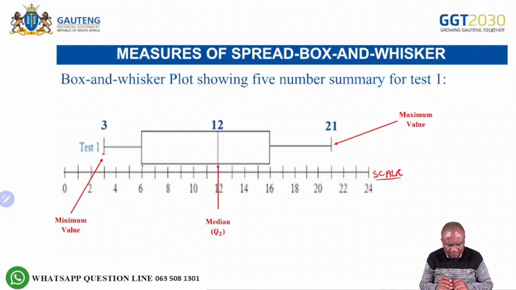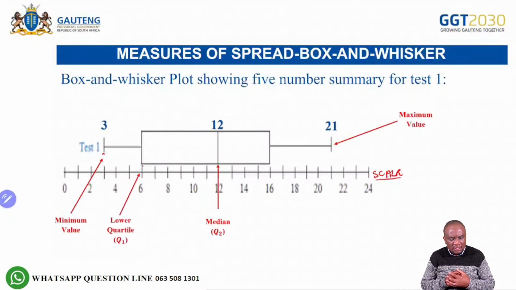And then 2 more items, starting with the lower quartile. What is the lower quartile? Q1 there, that's 6. You can just write Q1, and our lower quartile is 6. From the scale, we can read that. The lower quartile is 6.